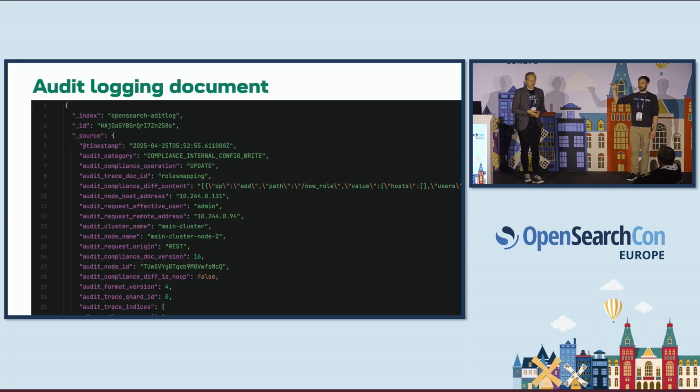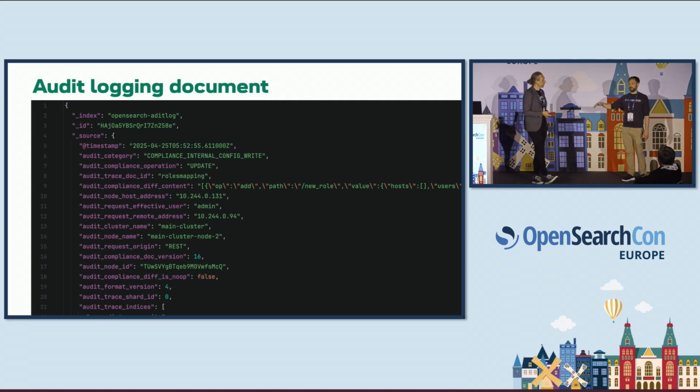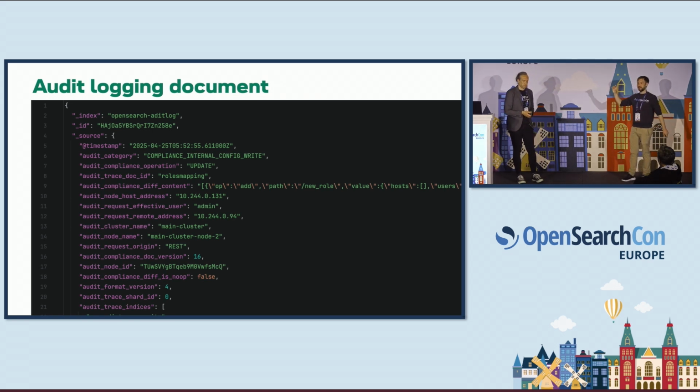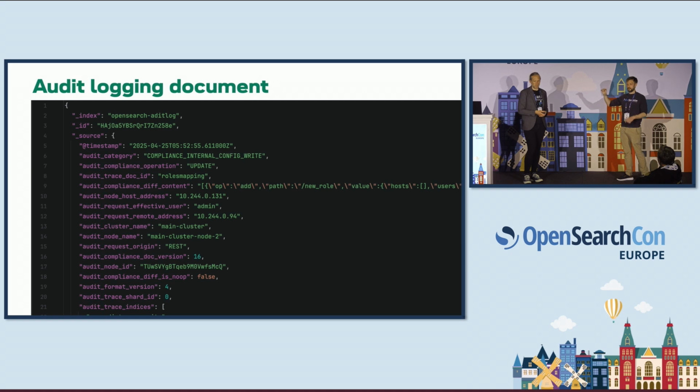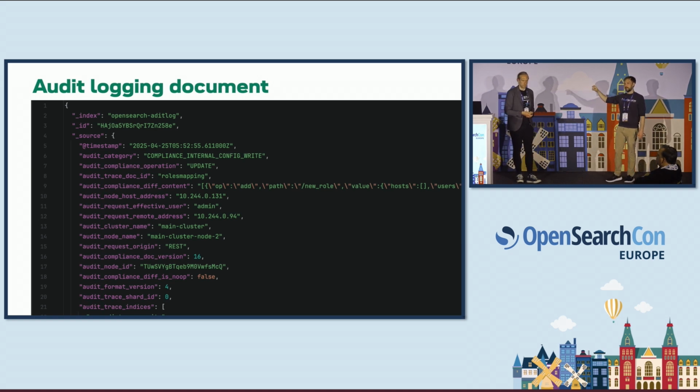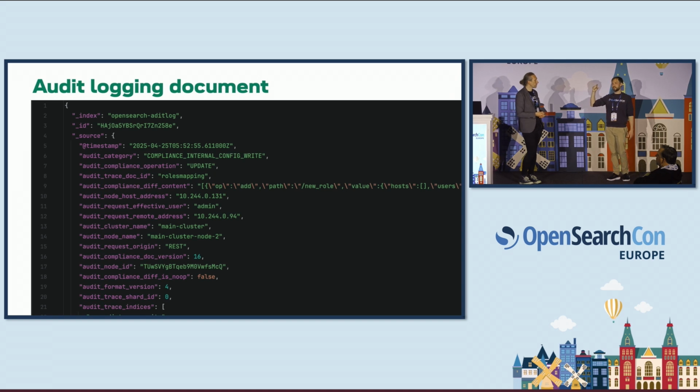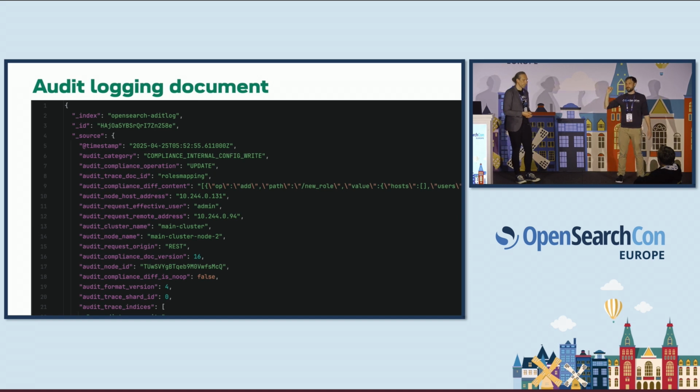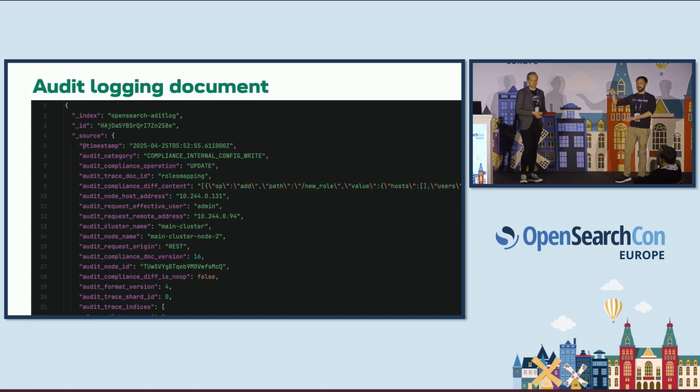And back to the audit log, this time a different category though. This is part of what's called the compliance audit logging feature in the security plugin. You'll notice the category here is compliance internal config, right? And what we're doing here is listening for changes in the security index. I personally find this particularly helpful because it provides contextual information about what had changed and when.